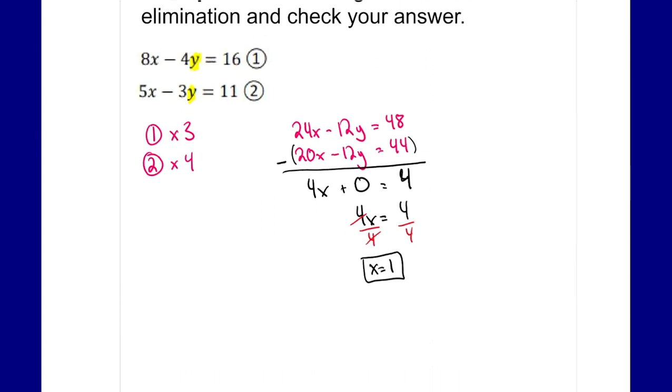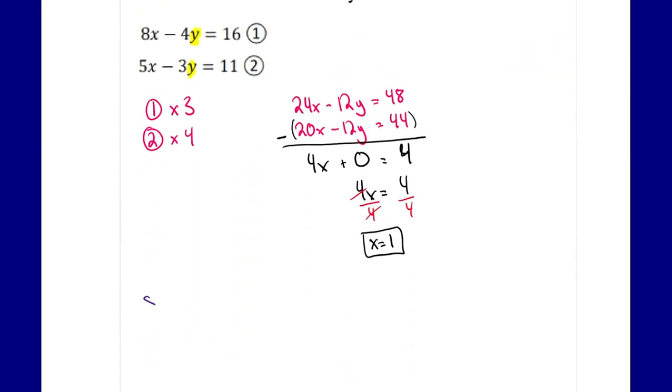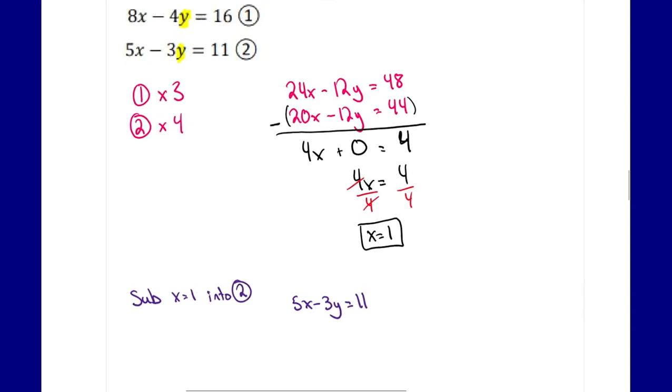And similar to what we did before, let me keep it color coded, I'm going to sub x equals 1 back into any equation. It doesn't matter which one we want. We could plug it back into equation 1 or back into equation 2. Just to keep things consistent with the other one, let's plug it into equation 2. But again, it shouldn't matter. So I have 5x minus 3y equals 11. Again, I'm using the original equations, which is fine because I don't want to deal with these inflated numbers, and it's going to give me the same answer either way.